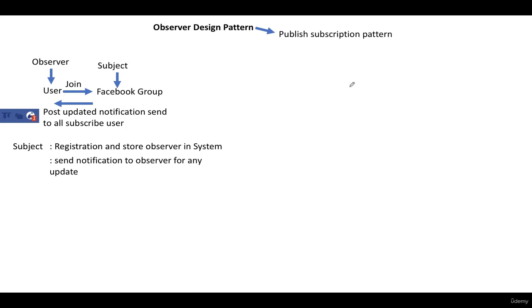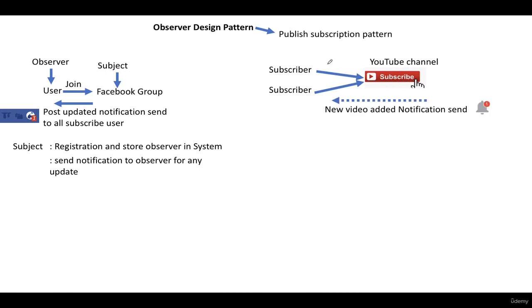Let's see another example. In YouTube, we have different subscribers. Similarly, we have different YouTube channels. So there are many subscribers and many YouTube channels. Consider we have one YouTube channel, and all these subscribers subscribe to this YouTube channel. So basically this YouTube channel works as a subject and these subscribers work as observers. It means in this YouTube channel, if we add one video, then the system will send the notification to all the subscribers about the addition of a new video.